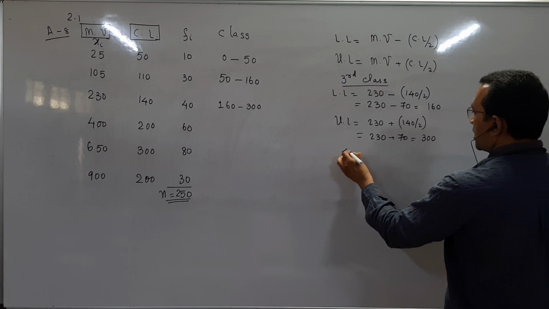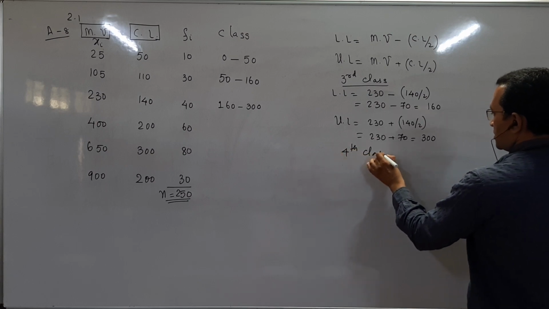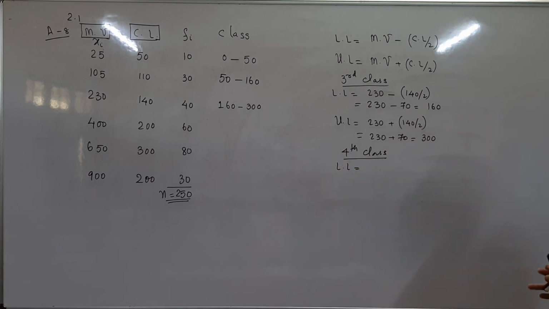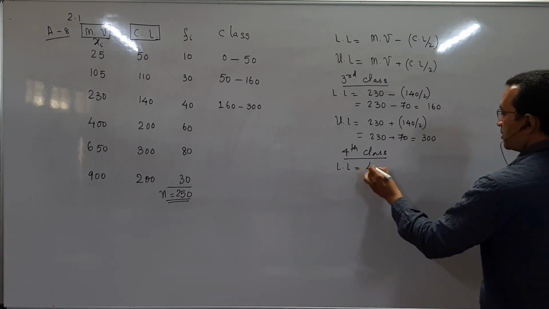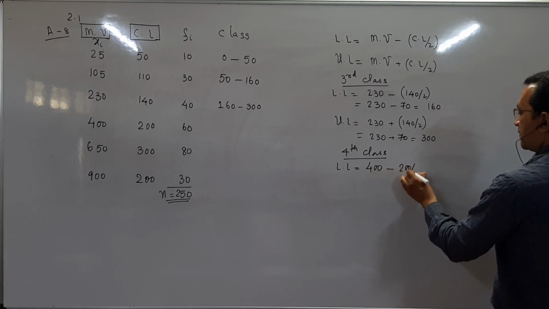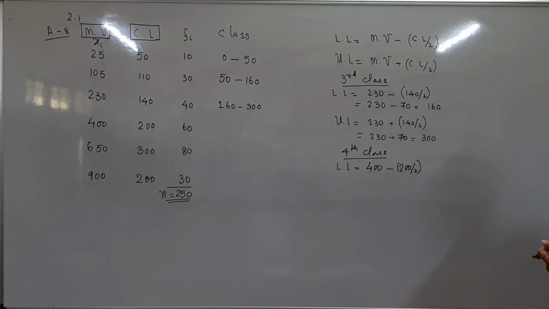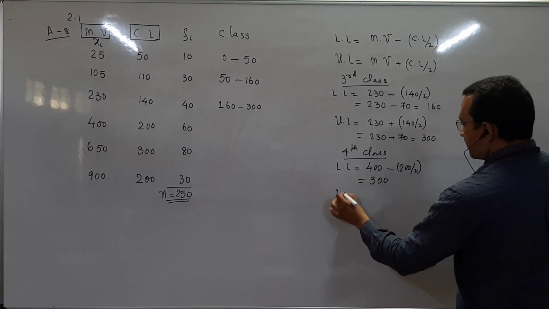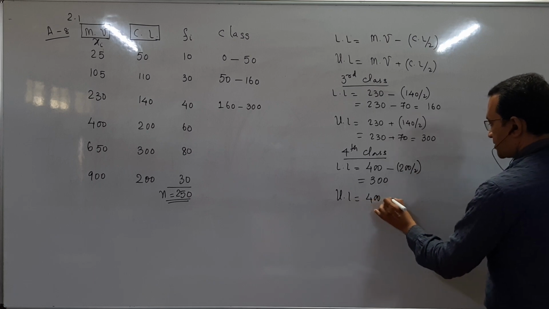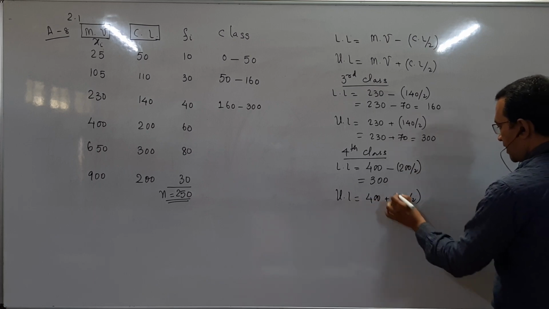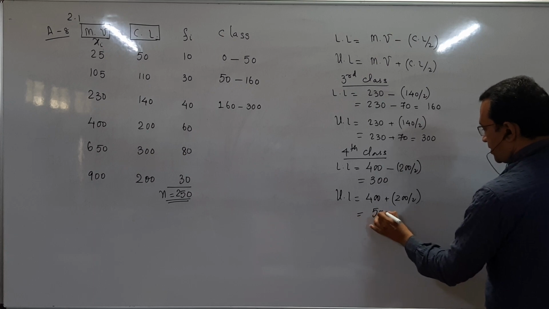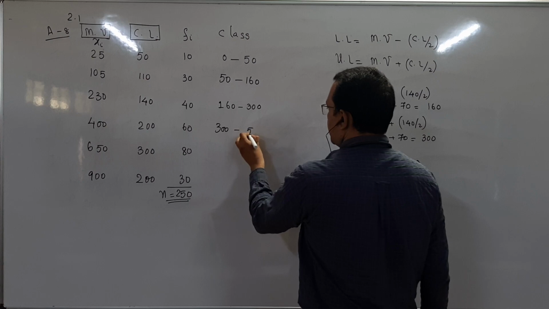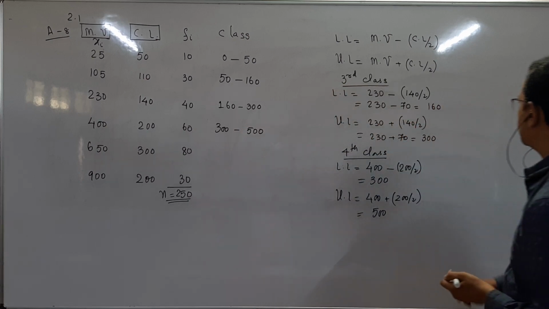Then for the fourth class, students, I am showing. Now you can easily do it. Lower limit is equal to mid value, which is 400, minus half the class length. Class length is 200. So 400 minus 100, so this will become 300. And upper limit is mid value plus half the class length, 400 plus 100, and that will become 500. So this is 300 to 500.